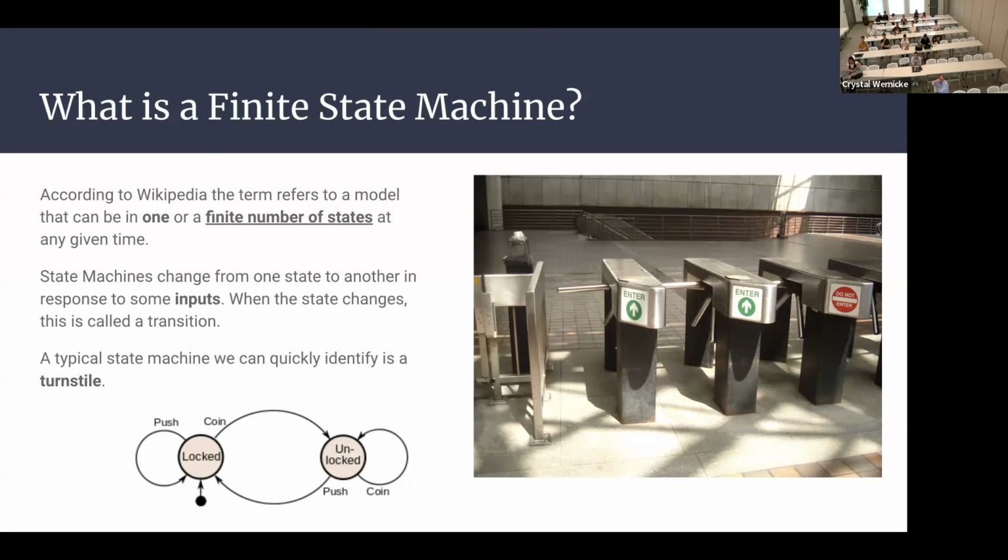The other one is an on and off switch. Obviously, you have on and off. It can't be both on and off at the same time. So you have a very simple state machine right there as well.